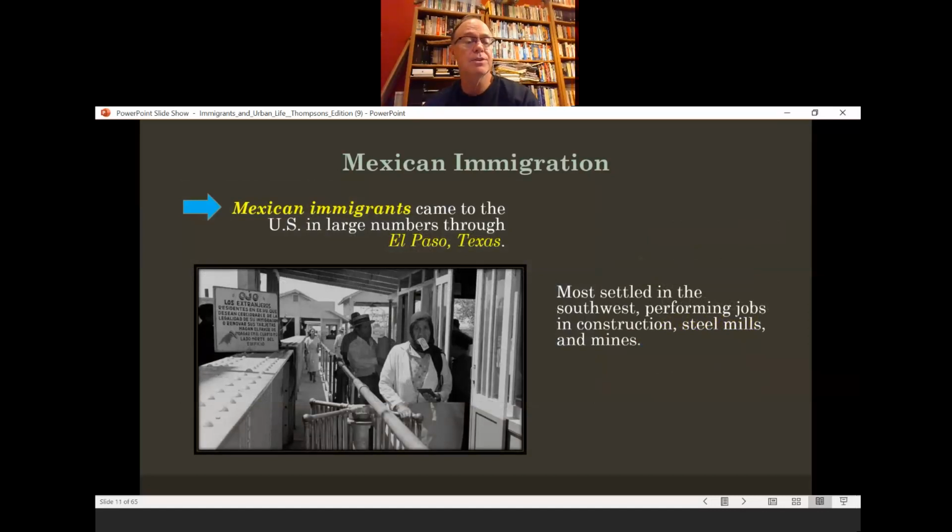Mexican immigrants. So the East Coast, with Ellis Island, wasn't the only place that they entered the country. Mexican immigrants, it wouldn't make sense for them to board a ship to come into a processing center when all they had to do was cross over from Mexico into Texas. So that's what they did. They came in through El Paso and then found jobs in the Southwest, places like steel mills or construction or mines.